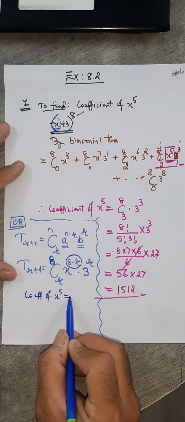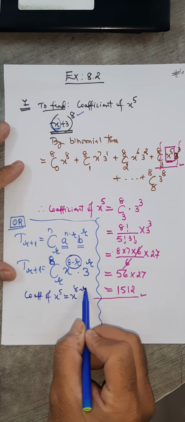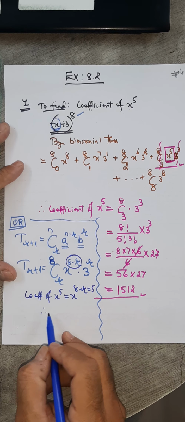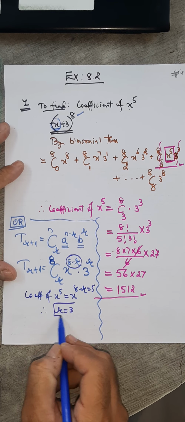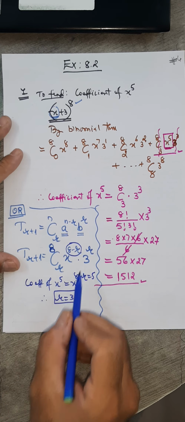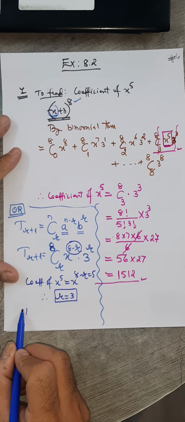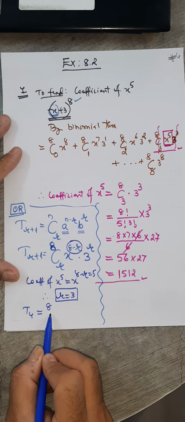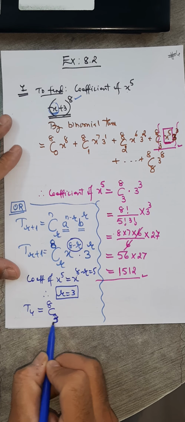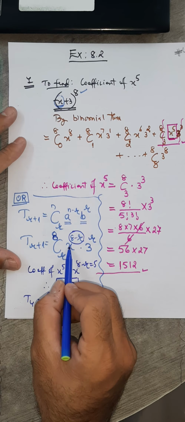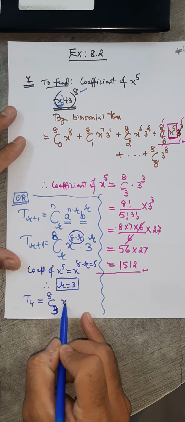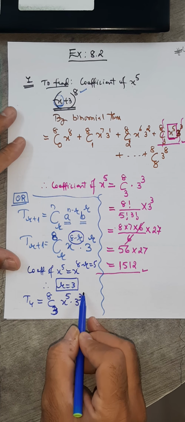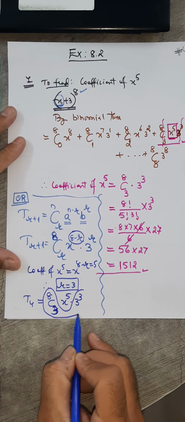Coefficient of x raised to 5 means x raised to 8 minus r should be what? 5. It means r should be how much? If I compare this, r should be 3. R should be 3, remember. I got the value of r. Now place it here, so you will get T4 when you put r equals 3. What is this? 8c3 here, r is 3. This is x raised to, here r is 3, so x raised to 5 into 3 raised to how much? 3. So what's the coefficient of x raised to 5? That is this much, right?